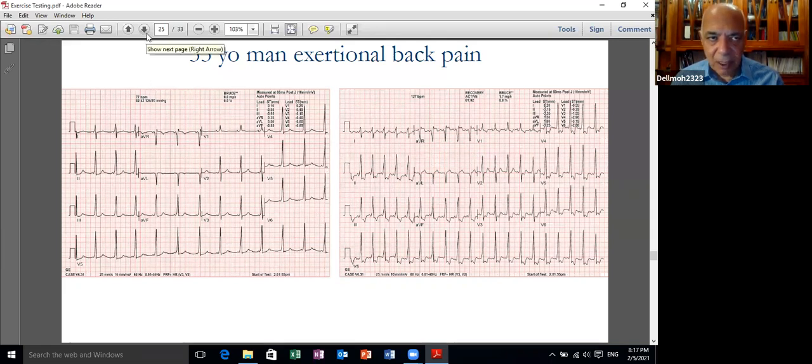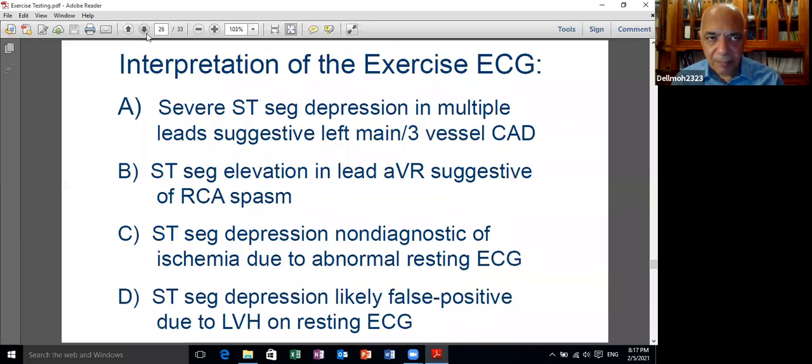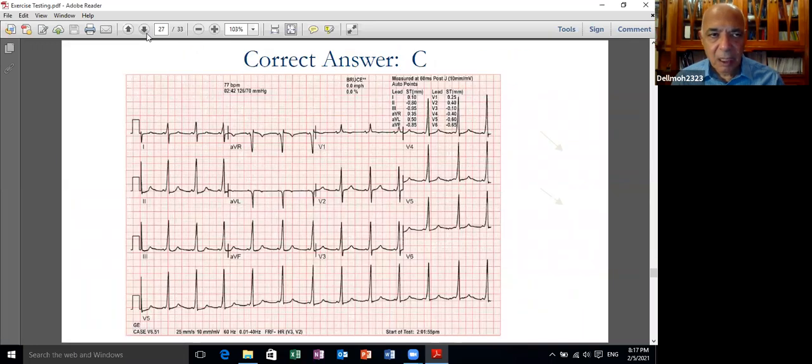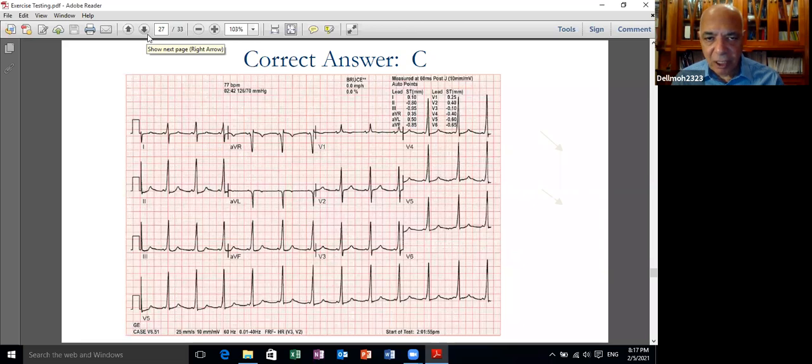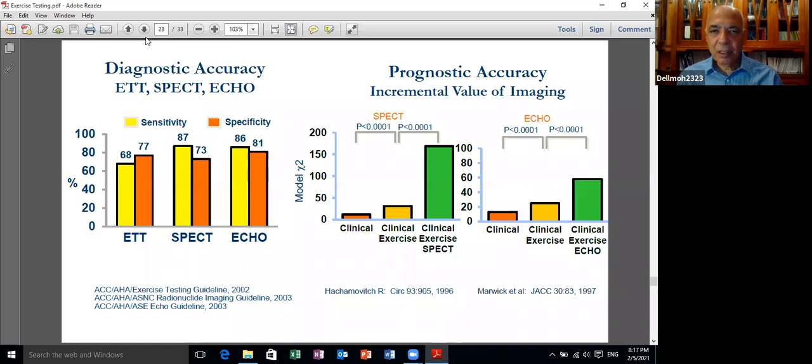So that's the point that I wanted to make in this. So the correct answer is C, which says that ST segment depression non-diagnostic of ischemia due to abnormal resting ECG. And this is an amplification of the resting ECG, and it shows the delta wave, a minuscule delta wave that you should be attentive to in order not to miss the situation.